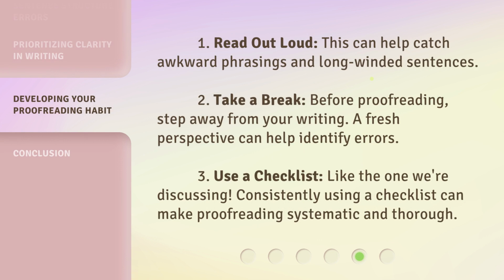1. Read out loud. This can help catch awkward phrasings and long-winded sentences. 2. Take a break. Before proofreading, step away from your writing. A fresh perspective can help identify errors. 3. Use a checklist, like the one we're discussing. Consistently using a checklist can make proofreading systematic and thorough.